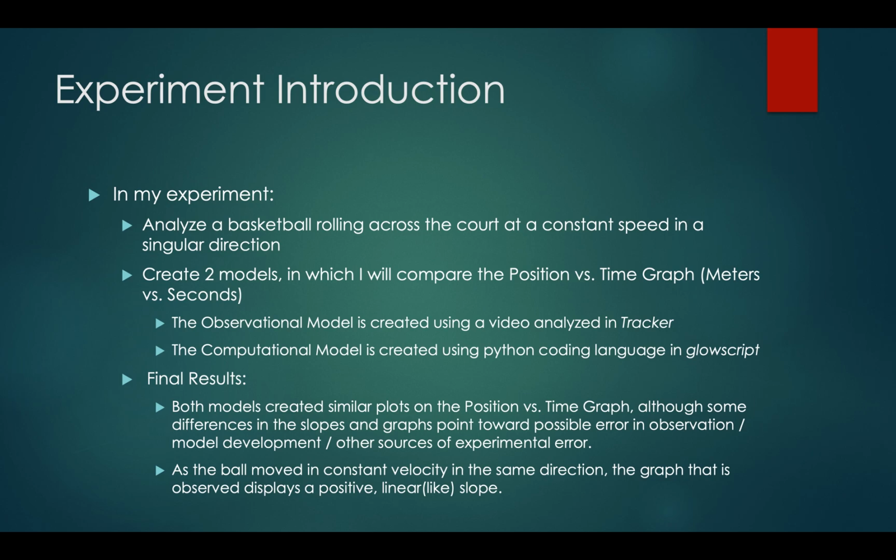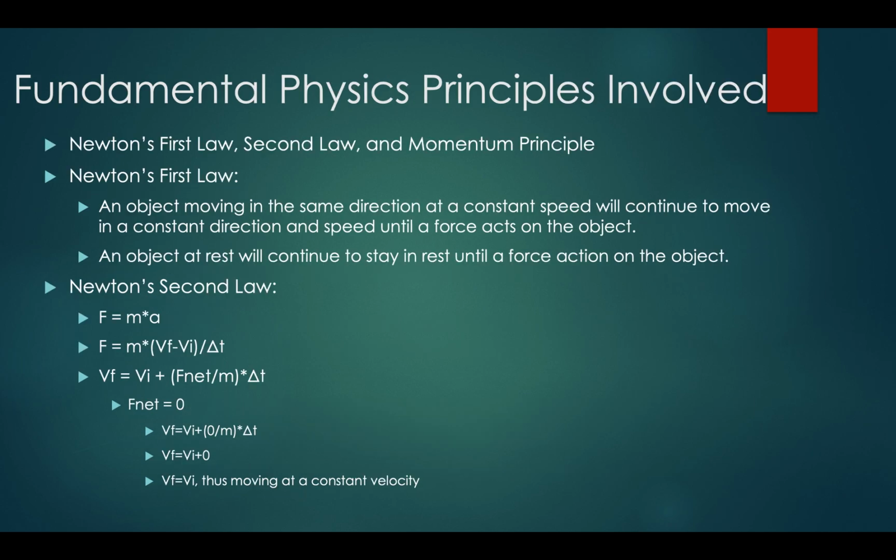As the ball moved in constant velocity in the same direction, the graph that is observed in both models displays a positive linear-like slope. But again, we will discuss further differences later in detail. Now let us go over some of the fundamental physics principles involved in this experiment, like Newton's first law, Newton's second law, and the momentum principle.